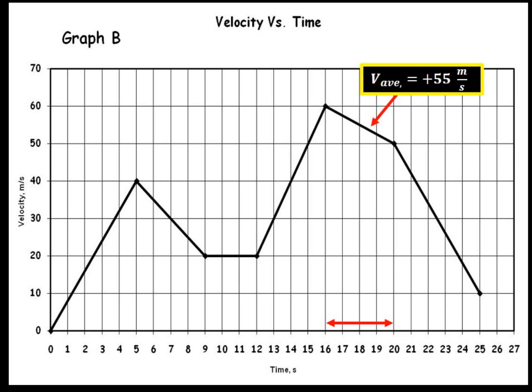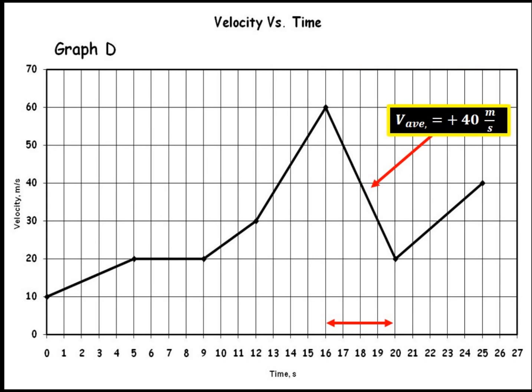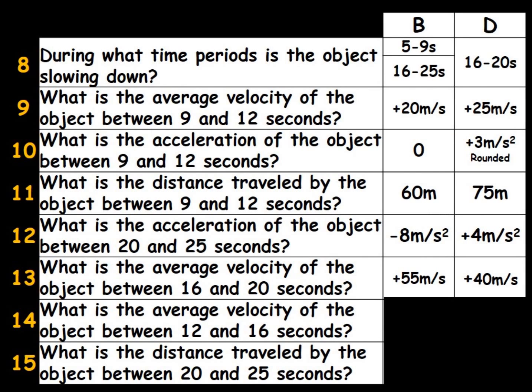And then this is going to be plus 55 meters per second. That's going to be the average velocity there. And then the average velocity on the other same time interval will be plus 40 meters per second. Again, don't let the negative slope throw you. They're not asking you for a slope. They're just asking you for an average.